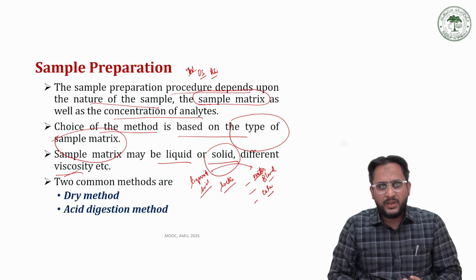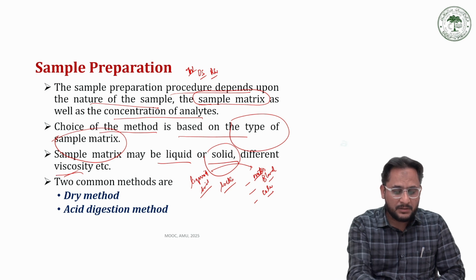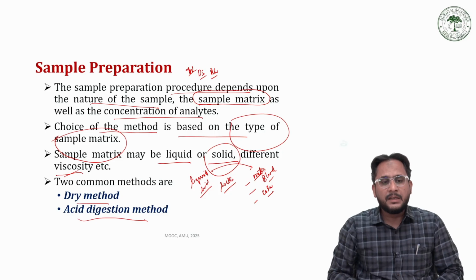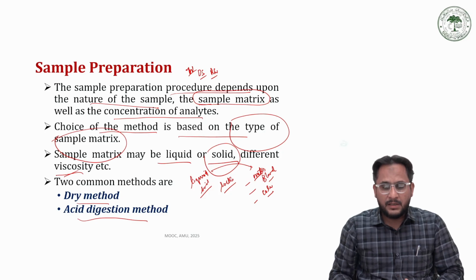However, in case we have some other sample which has high viscosity, or even if the sample is solid, we have to go for digestion methods. There are two methods that are used for digestion. One is called the dry method, and the second one is called the acid digestion method. In the next few slides, we'll discuss these two methods in detail.